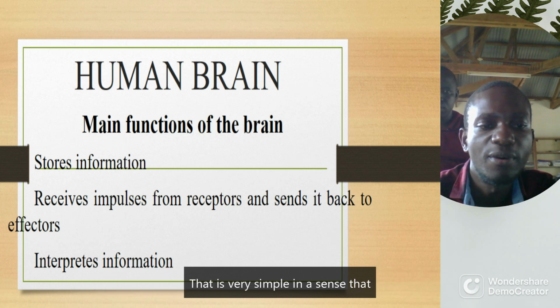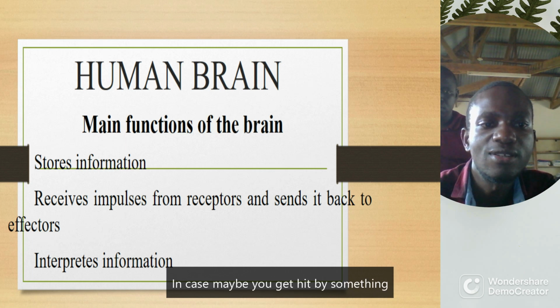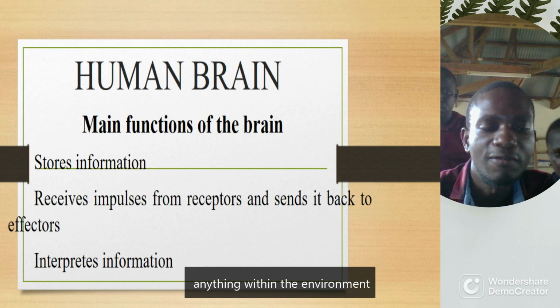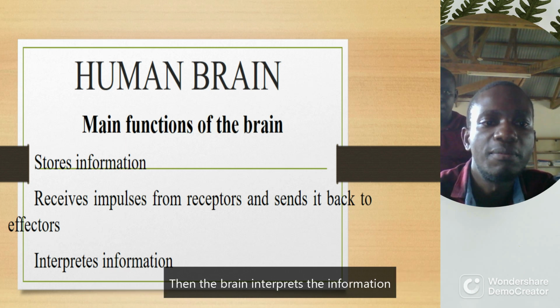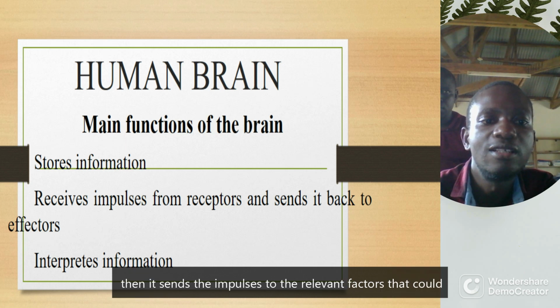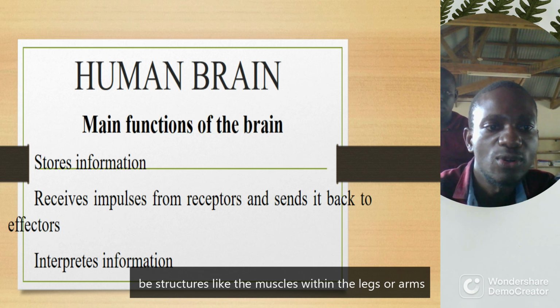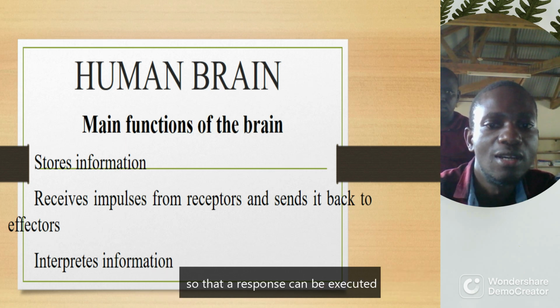That is very simple in a sense that in case maybe you get hit by something, anything within the environment, the receptors are the ones responsible for receiving that information. Then the brain interprets the information. After interpreting the information, it sends the impulses to the relevant effectors that could be structures like the muscles within the legs or arms, so that a response can be executed.